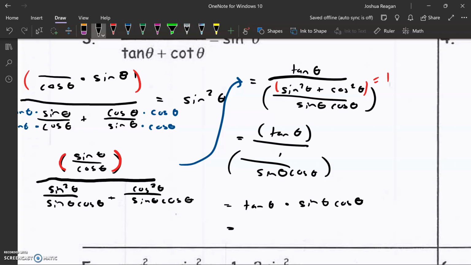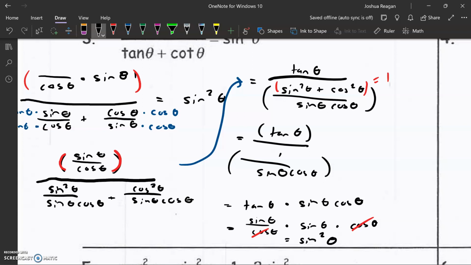So let me convert that tangent theta back into sine and cosine. I told you I might regret it. Times sine theta times cosine theta. What we notice, these cosines, since we have one in the denominator and one in the numerator, they cancel out. And that leaves us with just sine squared of theta.